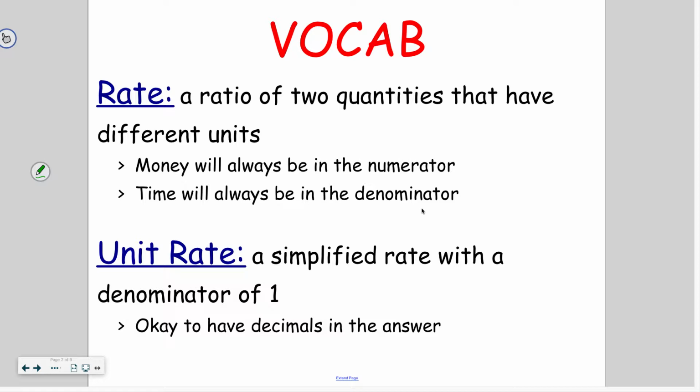Looking at a unit rate, that means we have simplified the rate down to a denominator of 1. So the number on the bottom of the fraction has to be a 1. It does not matter if the numerator turns into a decimal. So it is okay to have decimals in the numerator of your answer as long as the bottom number is 1. So we are not just simplifying down to the whole numbers, we are simplifying down until the bottom is equal to 1. It must equal 1 in the denominator.